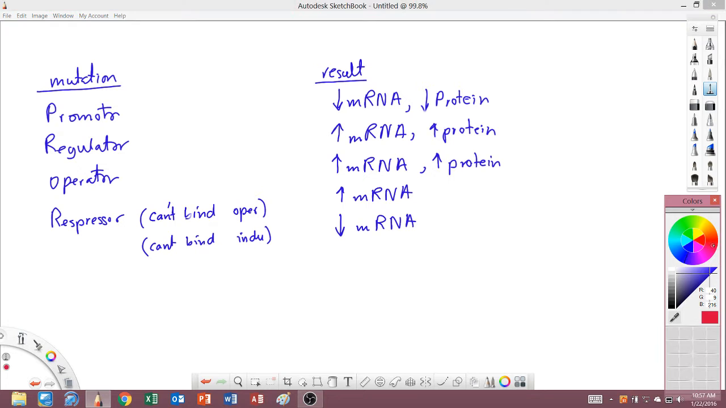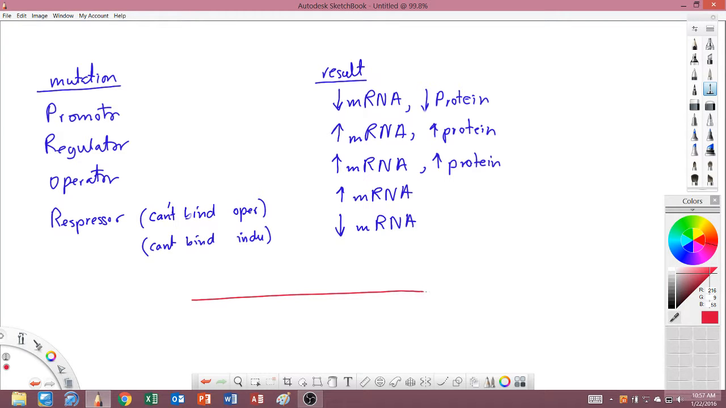Okay, so again, let me just, here you go. This is mRNA, and this is the region of operator. And you know that a repressor binds where? To the operator, right? It binds to the operator and it blocks the operator. One mutation is such that the repressor cannot bind the operator. If it cannot bind the operator, that means this repressor is free. It cannot bind the operator. That means transcription will continue because you cannot block polymerase. So that's one option.